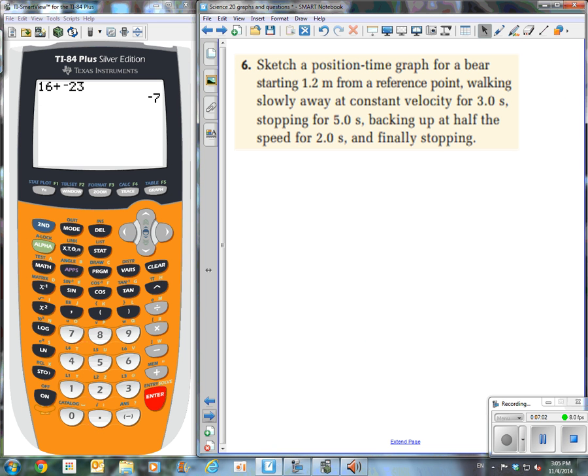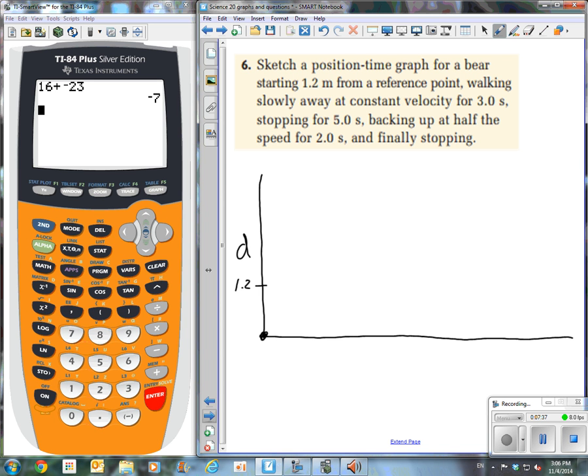Sketch a position time graph for a bear, starting 1.2 meters from a reference point, walking slowly away at a constant velocity for 3 seconds, stopping for 5 seconds, backing up half the speed for 2 seconds, and finally stopping. So this is my reference point. This is going to be distance. So he starts 1.2 meters away from a reference point.